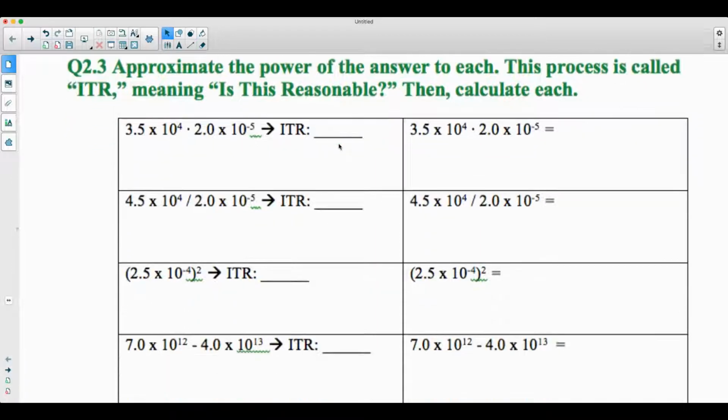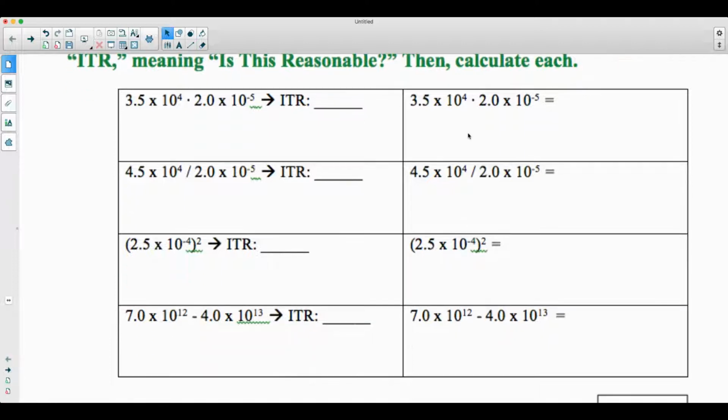So there are 4 questions down below, same on left and right. Approximate the power of the answer to each. That's called ITR. Is this reasonable? And then we'll calculate each. So yes, I know that you can put these in the calculator and get an answer. That's fine. We'll look at that very briefly at the end. What I'm more concerned about is, can you do this in your head? Because sometimes you need to. And can you tell when your calculator's provided you a reasonable response? So we're going to look over here.